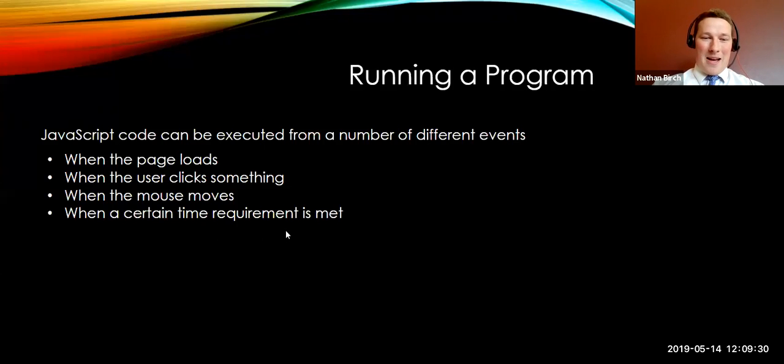So let's say I load the page, and when I load the page, I call a function that says, wait 5 seconds to do something. And then after that 5 seconds, it might call another function. So all of these are different ways that JavaScript can be executed. In this class, I don't think we'll worry about doing it when the mouse moves or with time requirements, but we'll definitely be calling lots of functions when the user clicks on something. So any questions about this?